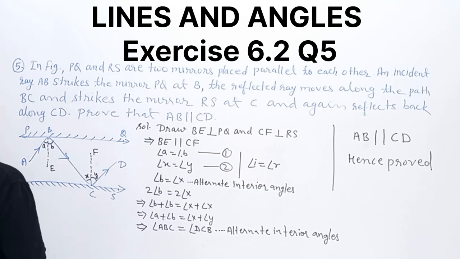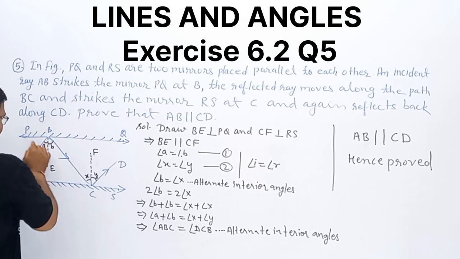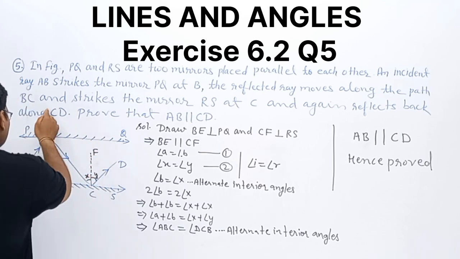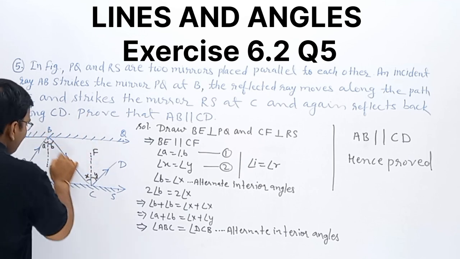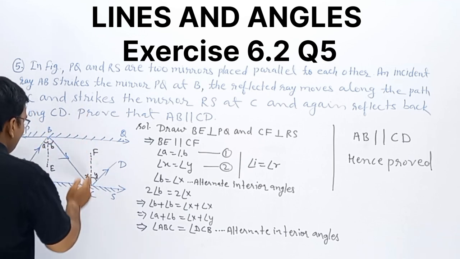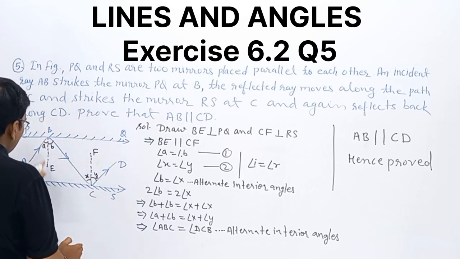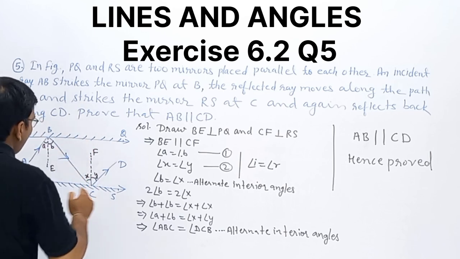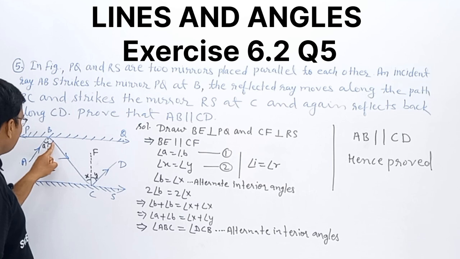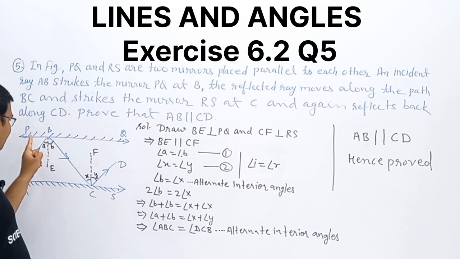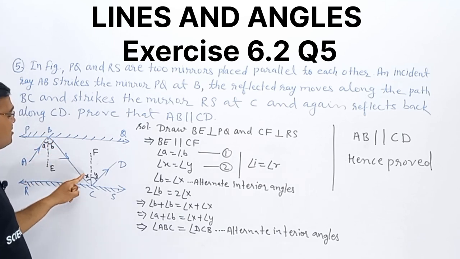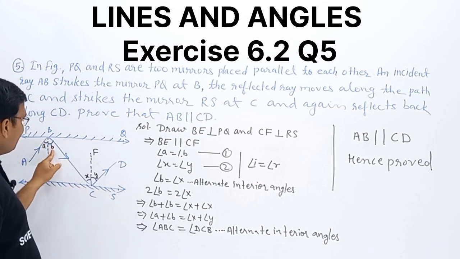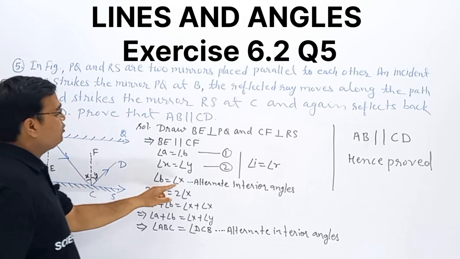Angle B, this is perpendicular to this one and this is perpendicular to this one. So we can say both are parallel and this is what? Transversal. For these two normals, for this mirror this is the normal, for this mirror this is the normal. Both are parallel and this is transversal. So what can we say? This angle B is the reflected angle for this mirror and this X is the incident angle for this mirror. So we can say angle B equals angle X.